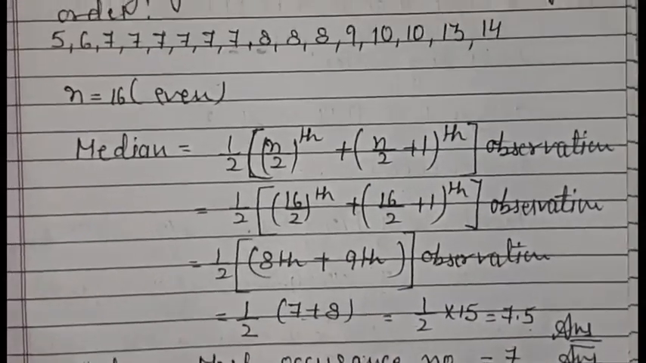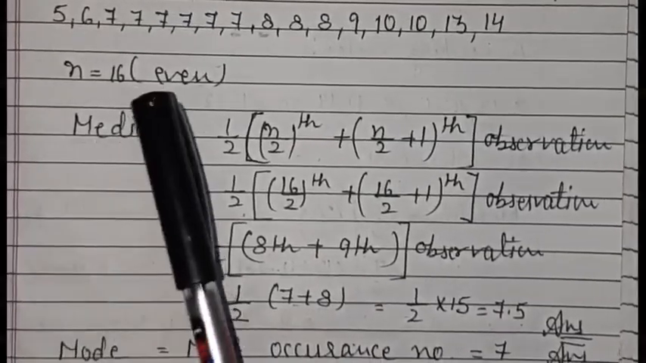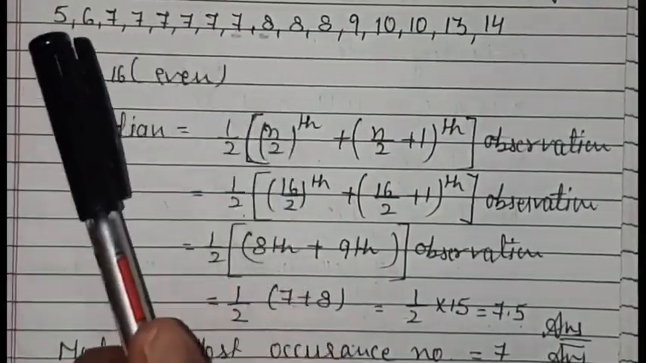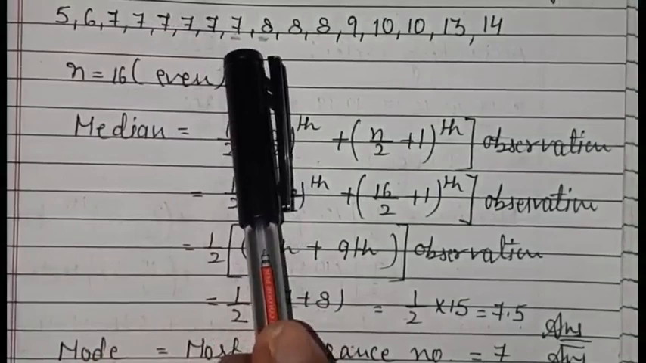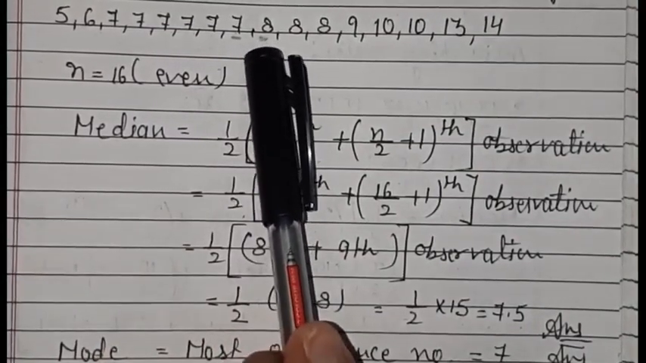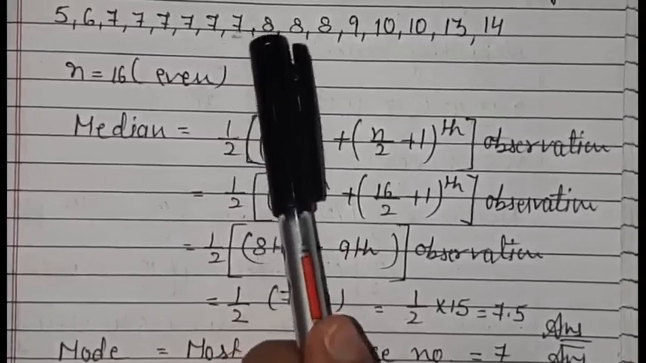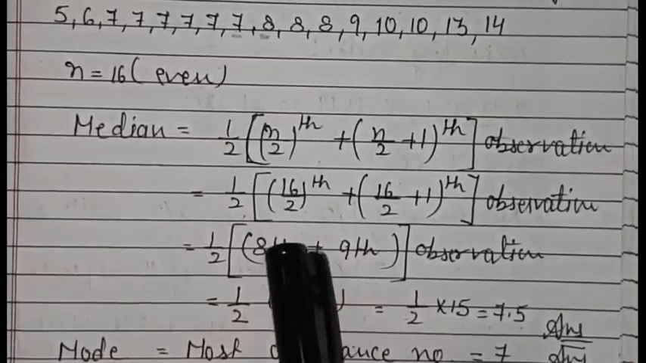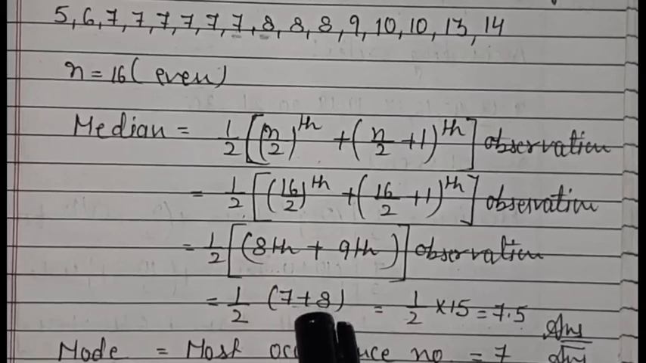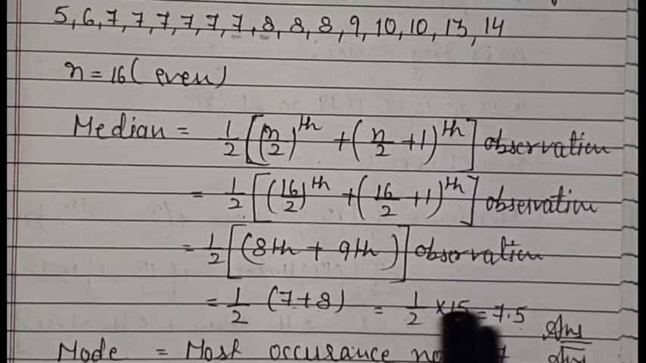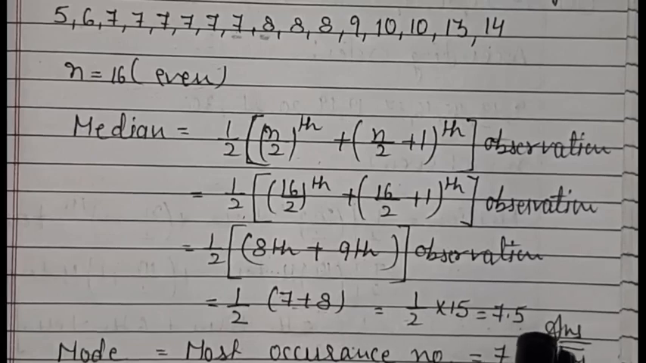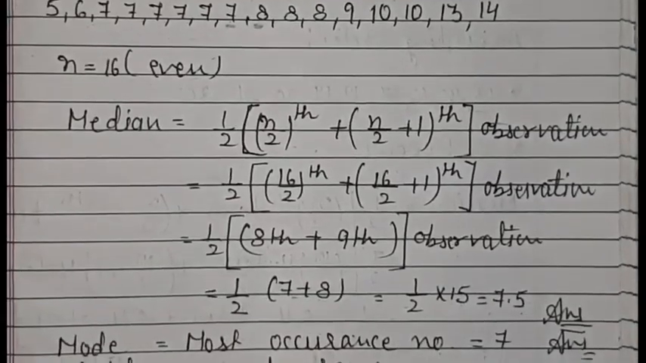Now check from this ascending order. When you check from this array, the 8th observation is, 1, 2, 3, 4, 5, 6, 7, 8, 7, and the 9th observation is coming 8. So these two values we put here. Instead of the 8th observation, we put 7 plus the 9th observation, we put 8. When we add 7 plus 8, 15, and divide by 2, the answer is 7.5. Median is coming 7.5. Now we have to find the mode.